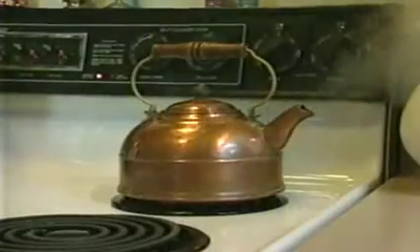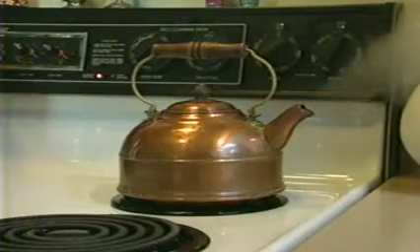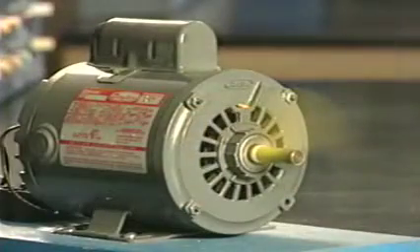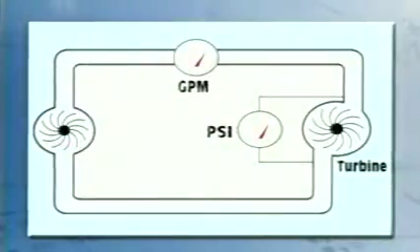An electric range converts electrical energy into thermal energy. An electric motor converts electrical energy into kinetic energy. The amount of energy supplied to a device is proportional to the flow rate and the pressure. For instance, the amount of turning force produced by a turbine is proportional to the amount of water supplied to the turbine blades and the pressure of the water.